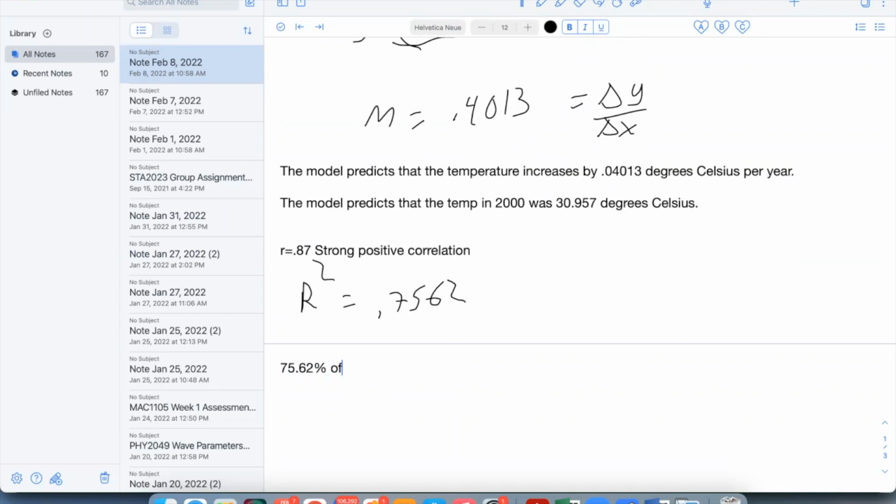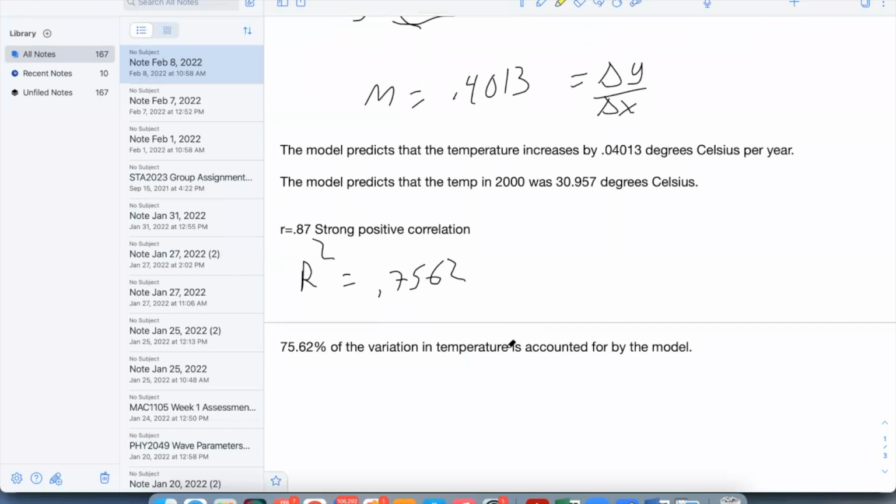75.62% of the variation in whatever your y's were measuring. So what's y measuring here? Temperature. This is the word you got to figure out. Temperature is accounted for by the model. So the only things you got to fit in this sentence are this word right here, which is whatever y is measuring, and that number. The rest of the sentence is always the same when we're interpreting r squared.